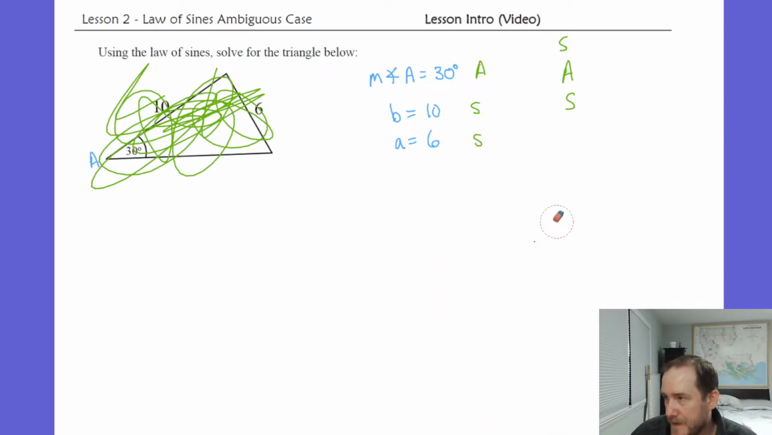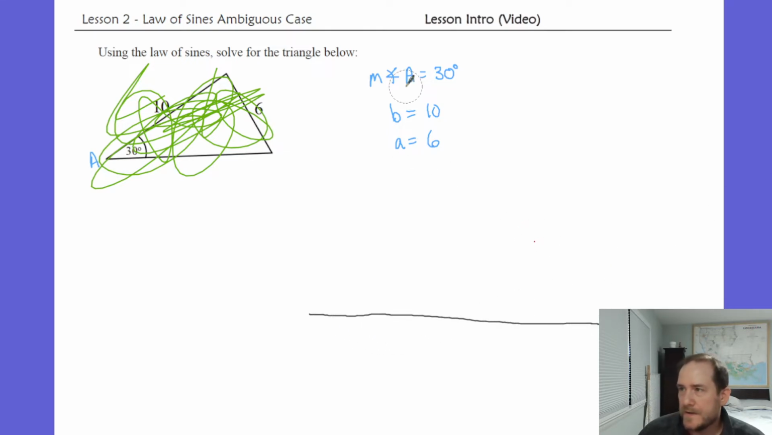So anyway, once you know that what you're looking at is ASS, then you sketch this thing out. I draw myself a long horizontal line pointing to the right, and then I sketch my angle, which is 30 degrees.